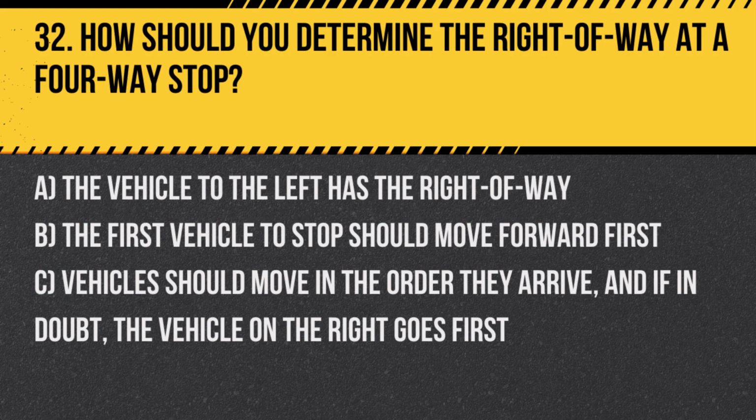Question 32. How should you determine the right-of-way at a four-way stop? A. The vehicle to the left has the right-of-way. B. The first vehicle to stop should move forward first. C. Vehicles should move in the order they arrive, and if in doubt, the vehicle on the right goes first.